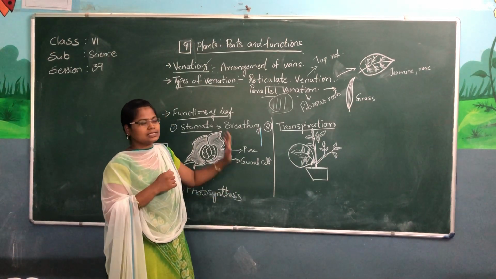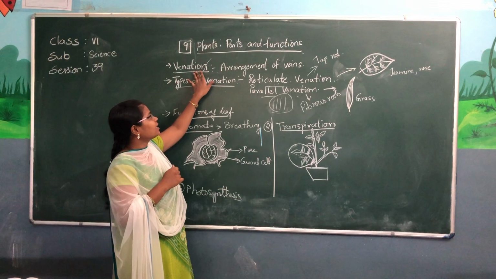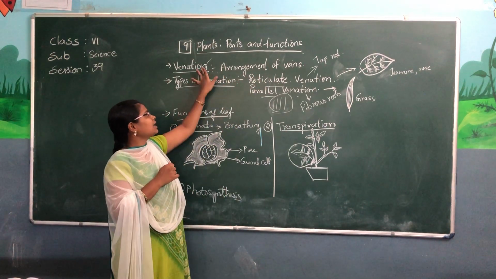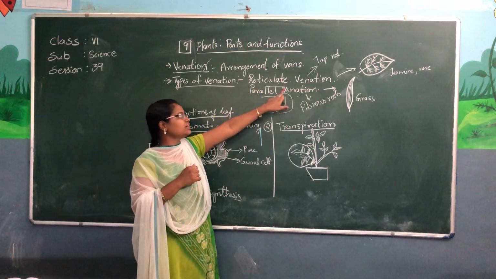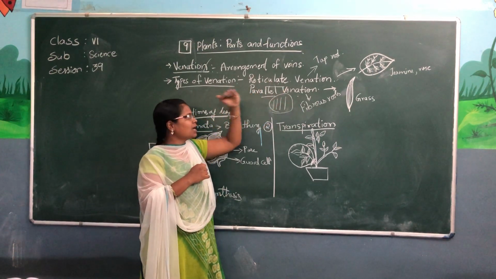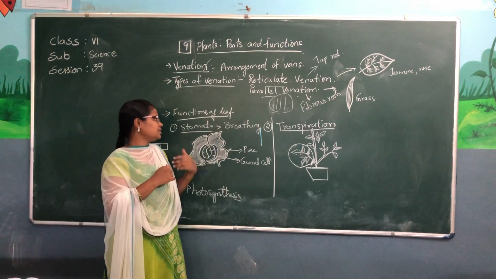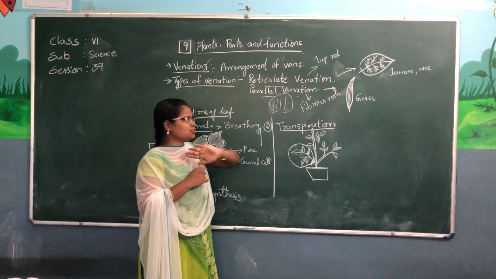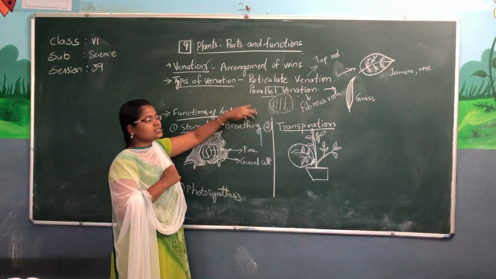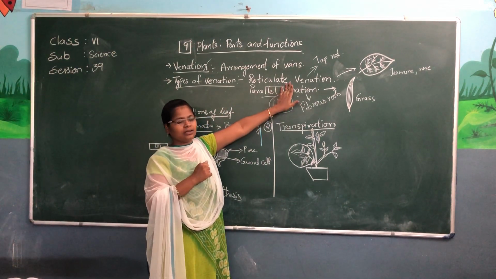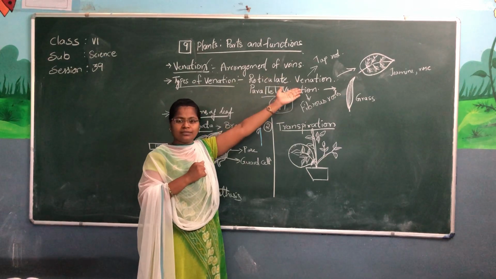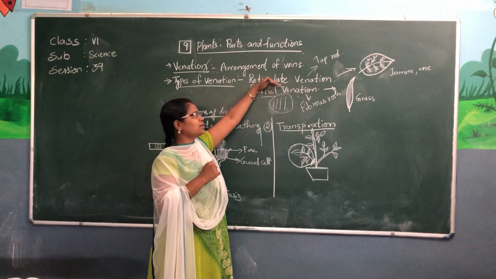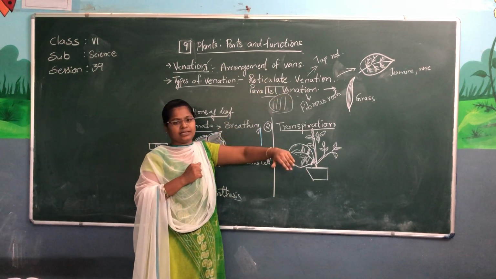Now I will just give a recap. Today what have we read? Venation, the arrangement of veins. Secondly, types of venation: reticulate venation and parallel venation. And next, functions of the leaf. Three functions: breathing, photosynthesis, and transpiration. Again, we have also compared the venation to the root system, where mostly reticulate, mostly, I didn't say completely.